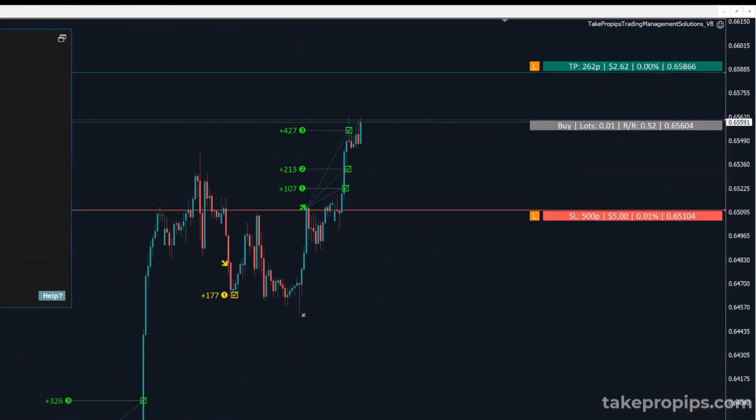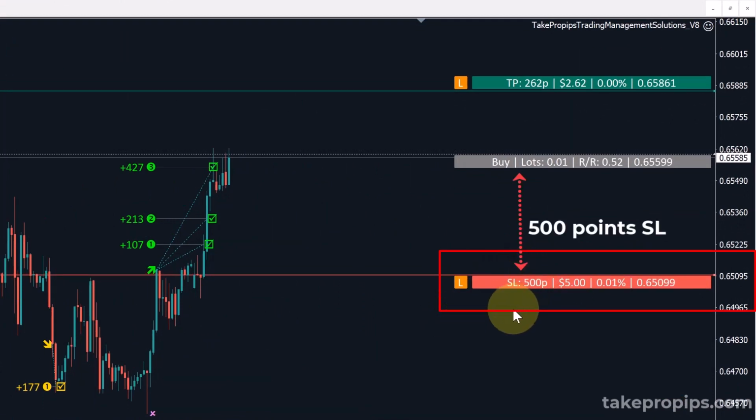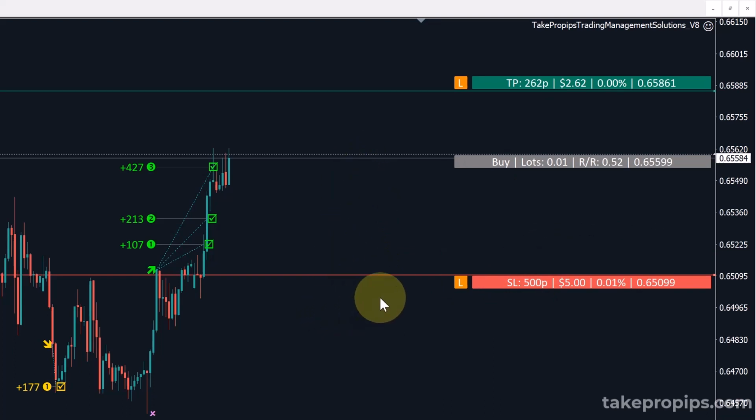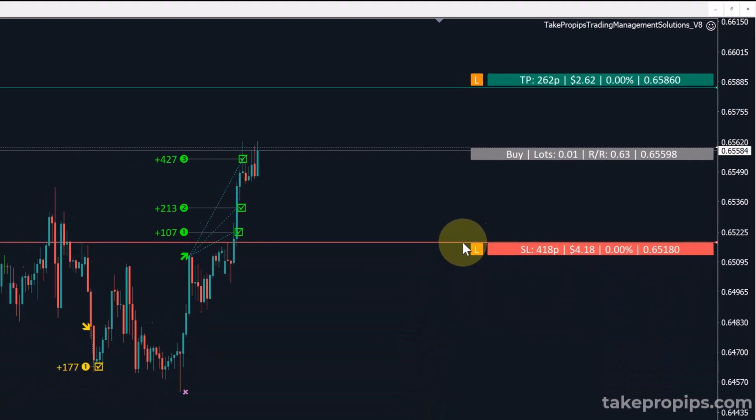As you can see, once you enter your desired points, it will automatically update the stop loss lines on the chart so you can see how far the stop loss is from your entry price. You can also adjust the stop loss manually by dragging the red line on this chart.